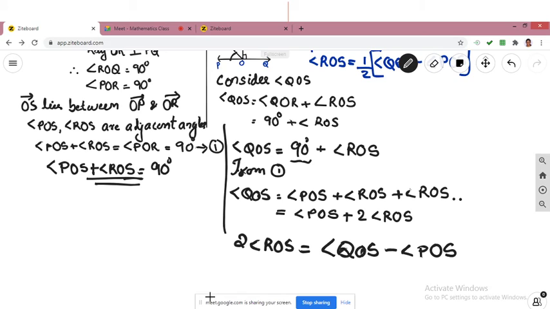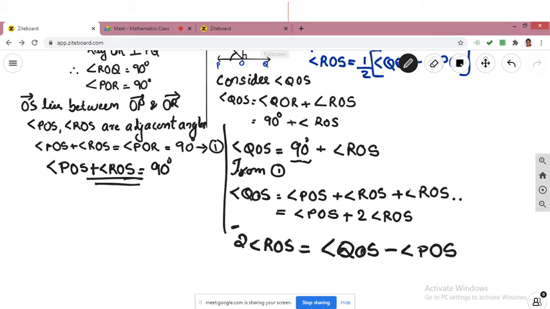90 degrees, ma'am. Okay, 2 ROS is equal to 90 degree. From where did you get that? Ma'am, QOS is a straight line and that is equal to 180 degrees. Okay. POS is a right angle that is equal to 90 degrees. 180 minus 90 is equal to 90 degrees. But are we reaching our conclusion then? Did we prove our question then? Yes, ma'am. ROS is equal to half. Yeah. So, that is the thing we need to prove, no? ROS is equal to half of angle QOS minus POS is what we need to prove.